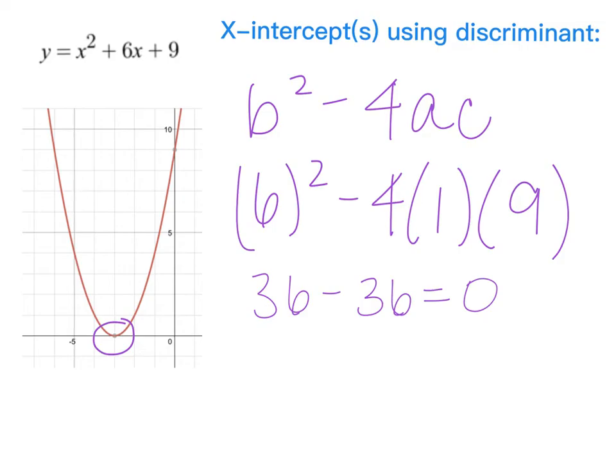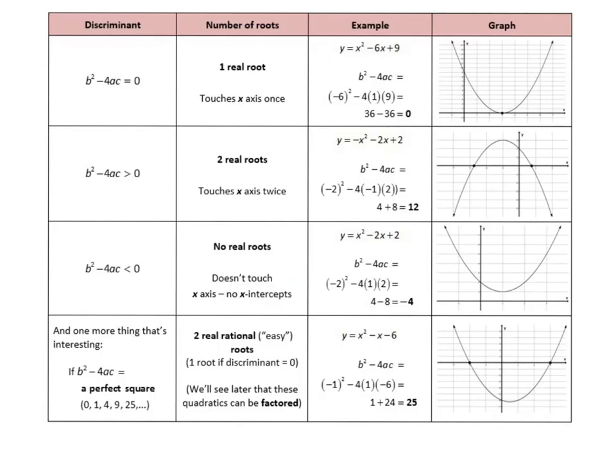And if I use the chart, I see that if b squared minus 4ac is a perfect square of 0, especially if it's one root, if the discriminant is 0. So it's only going to hit it in one place, but it's one of those nice roots that works out to be a whole number.